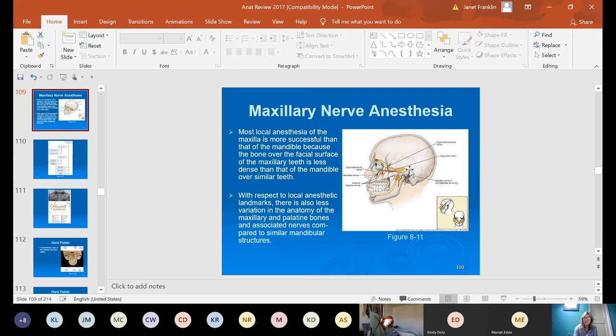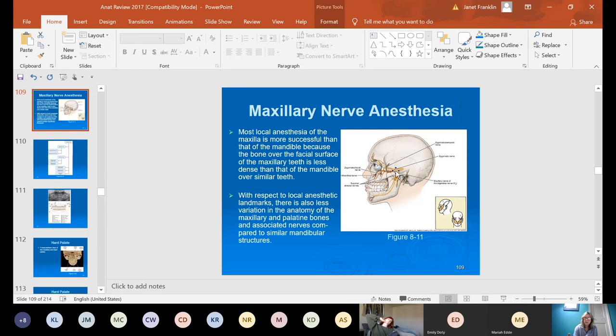The second division is the maxillary division, or V2. Try to think of V as in 5, and V2 is the maxillary division, and it's going to go up to the maxillary teeth. The third division, V3, is the mandibular. V3 is the one that divides into sensory and motor. So you've got your sensory, which travels forward and innervates your teeth and your lower lip area and your chin. But you've got your motor that goes back and innervates the muscles of mastication.